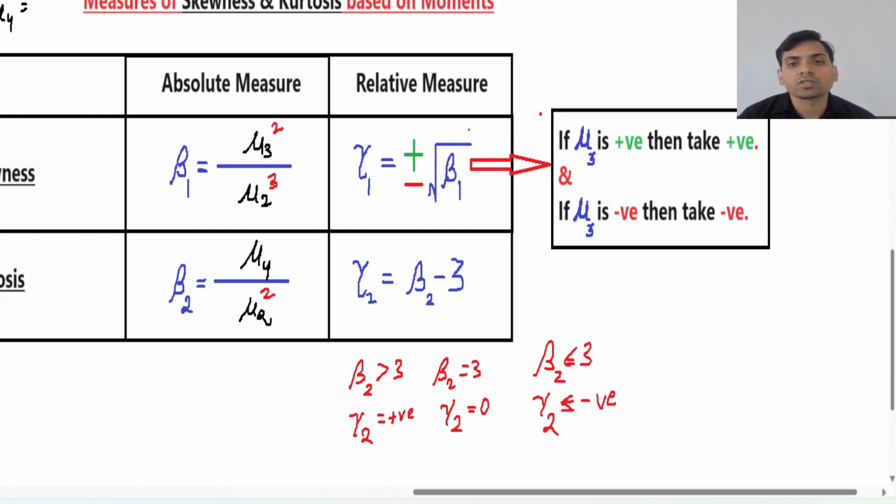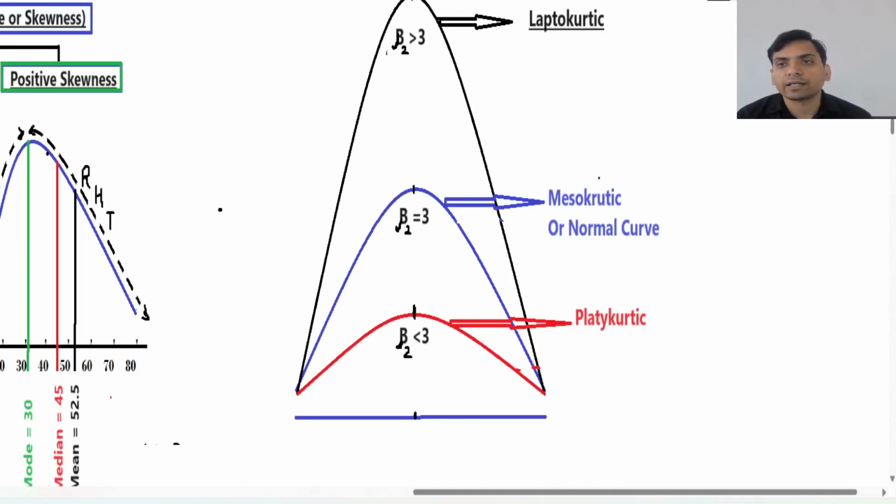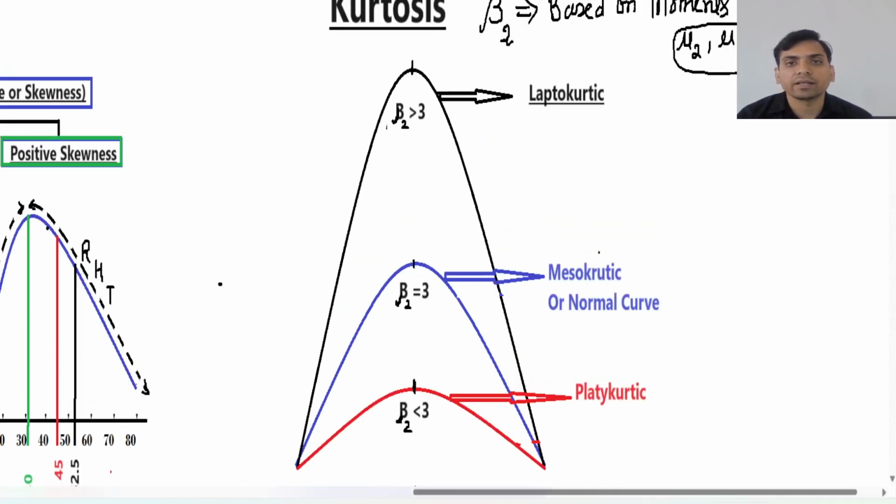So there are 3 situations for the kurtosis type. For the first category, leptokurtic, the value of gamma 2 will be positive; for the next, gamma 2 equals 0; and for the last, gamma 2 is negative. So this is the coefficient for kurtosis.